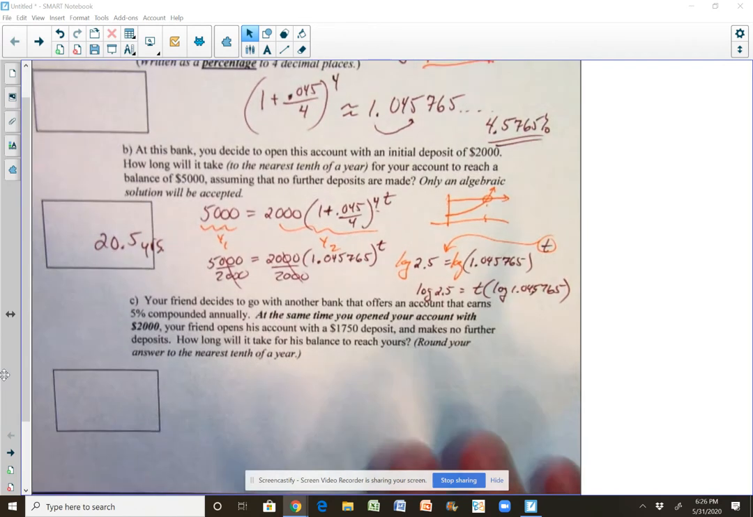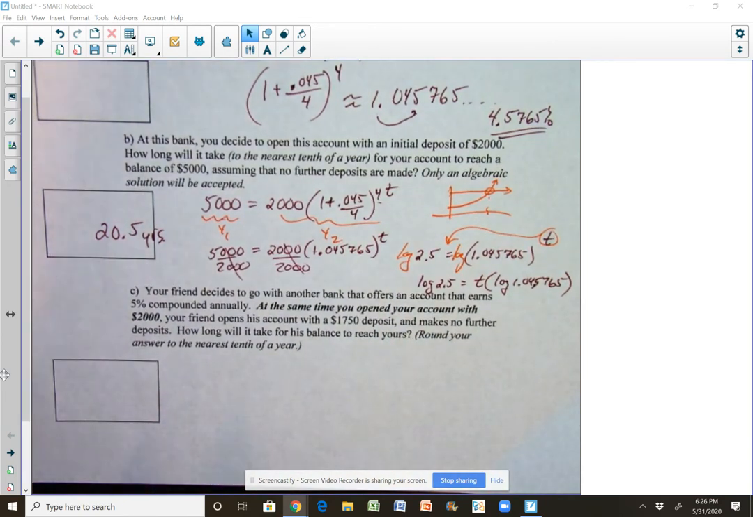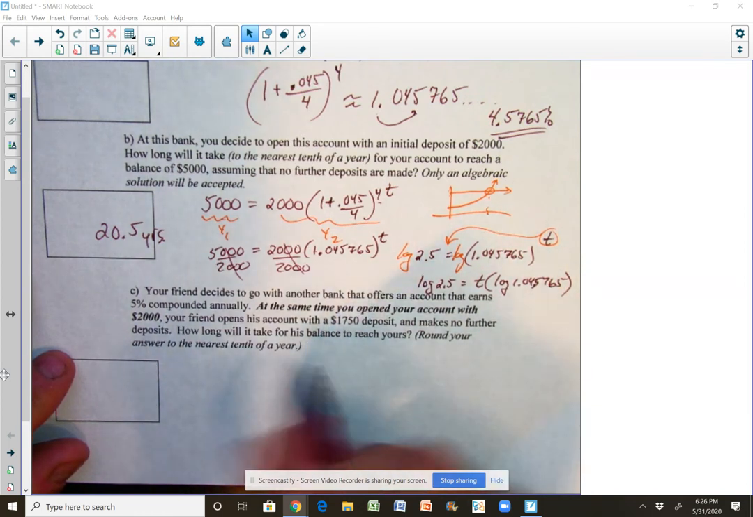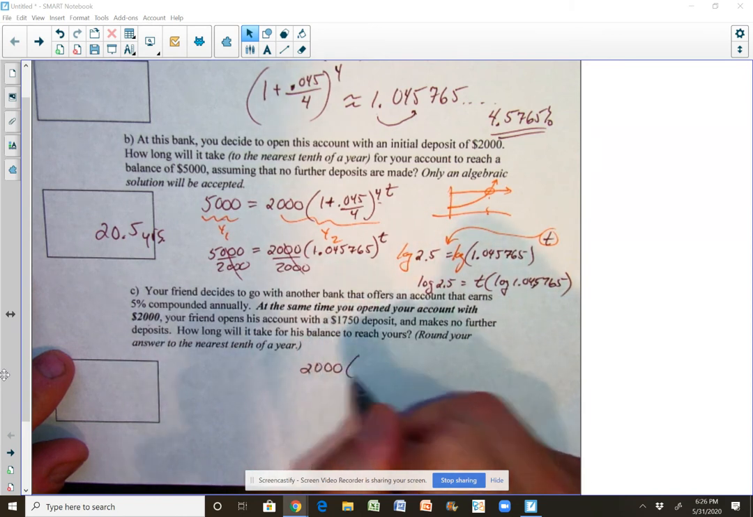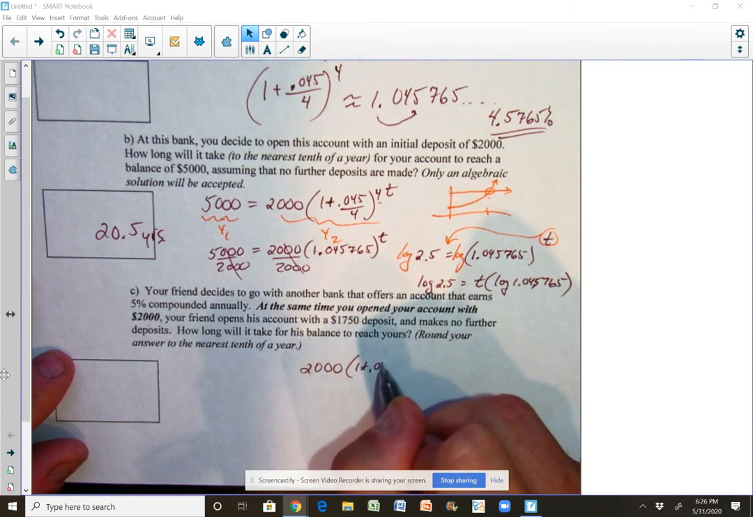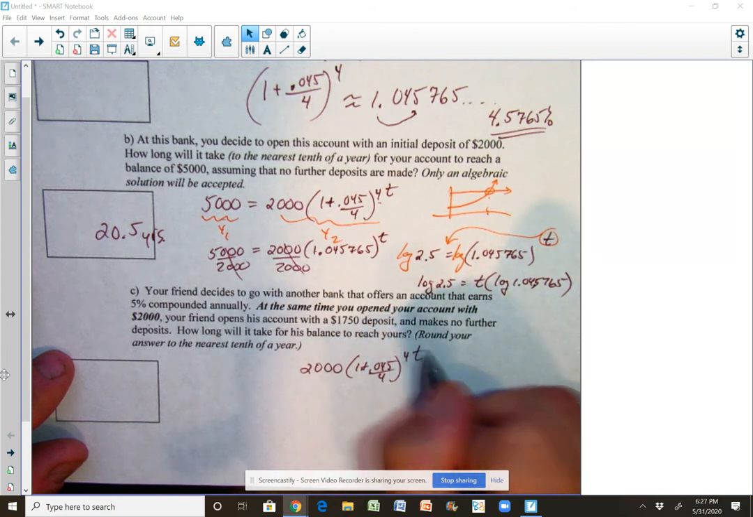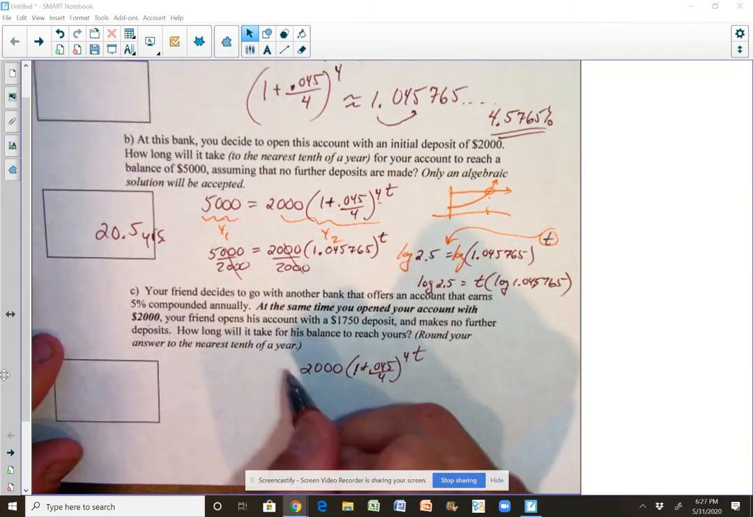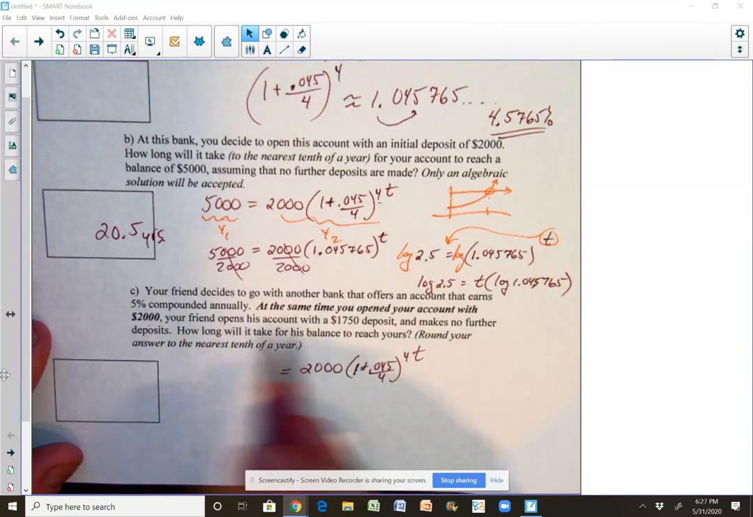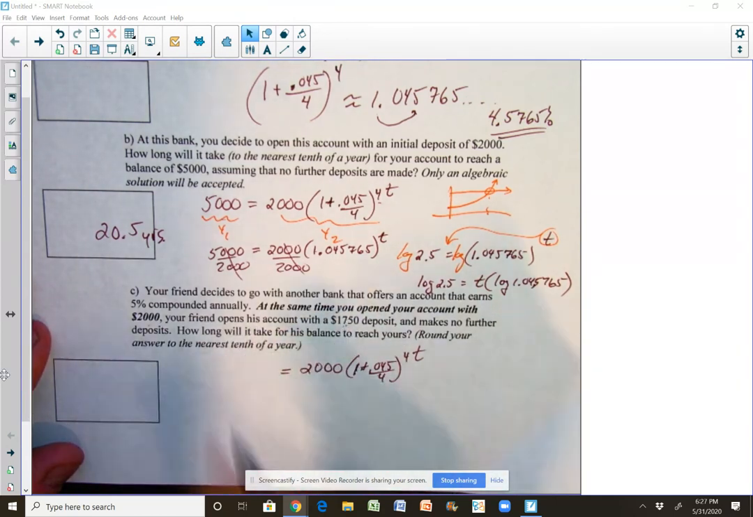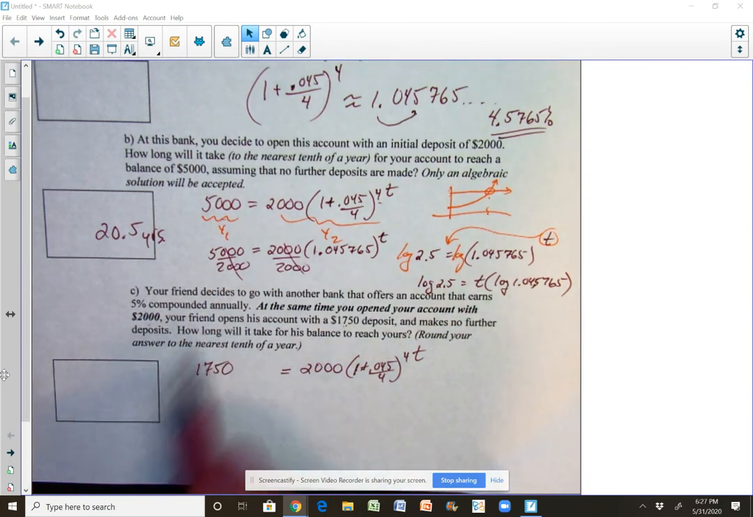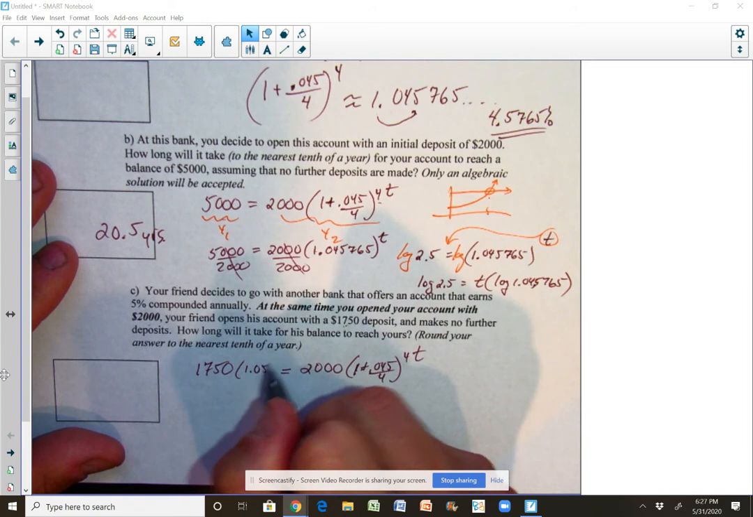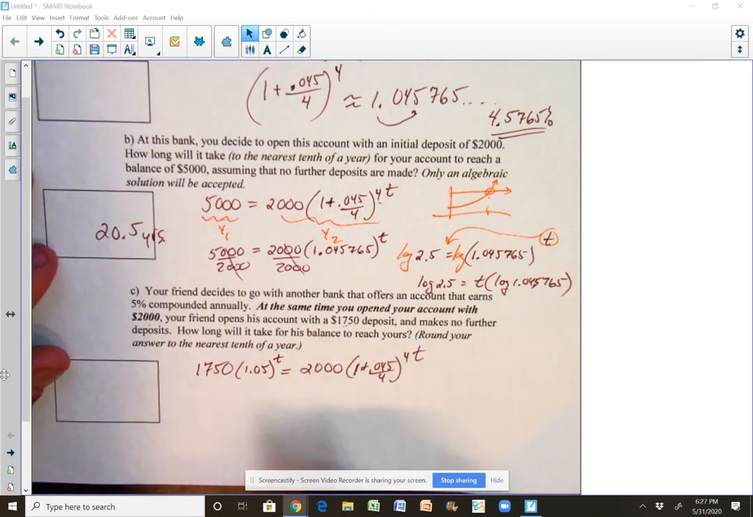So the last question is a situational question. You have your bank account, and your bank account is growing, right? Same $2,000 initial deposit, and it's growing at that same rate. So 1 plus 0.045 divided by 4 to the 4t. So there's your account. And you want to find out when your friend's account, who opened his account, this one says his, so this is 1750, and it incurs 5% annually. So that's just going to be 1 plus 0.045 to the t. So this is the situation that we're in.